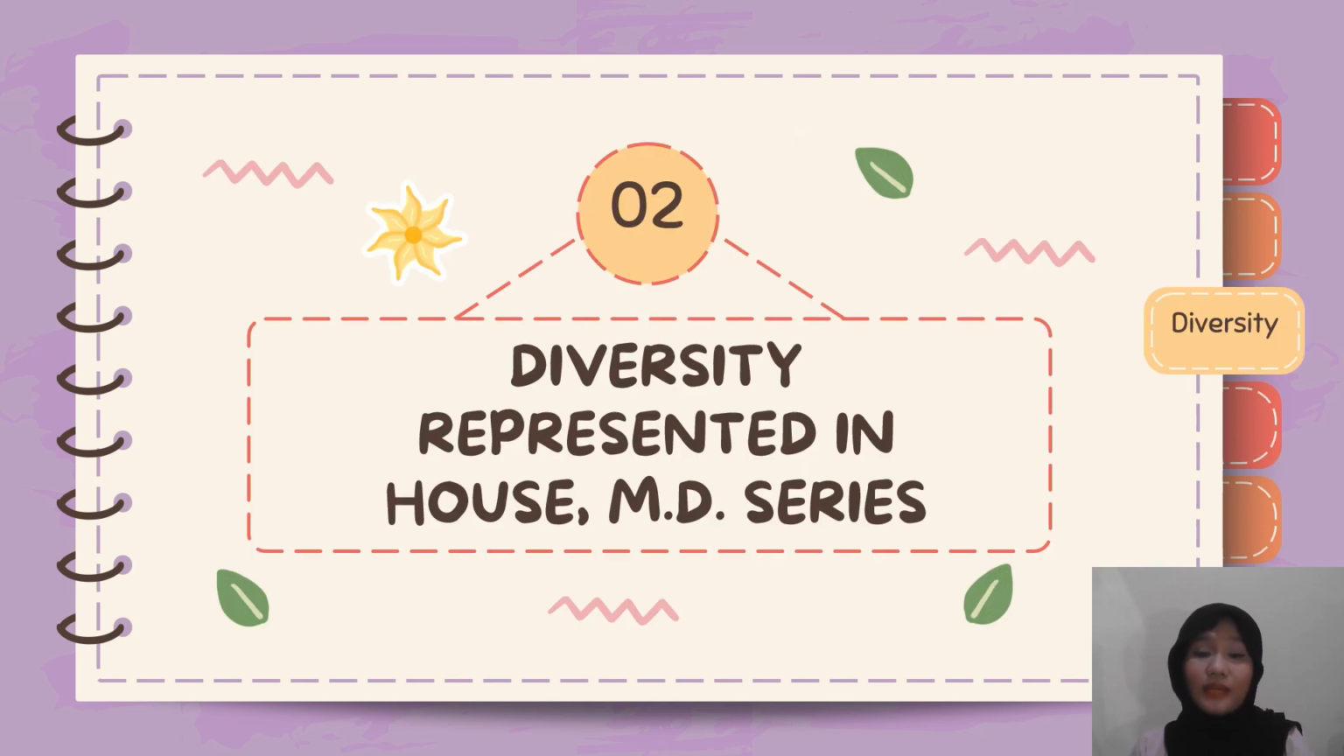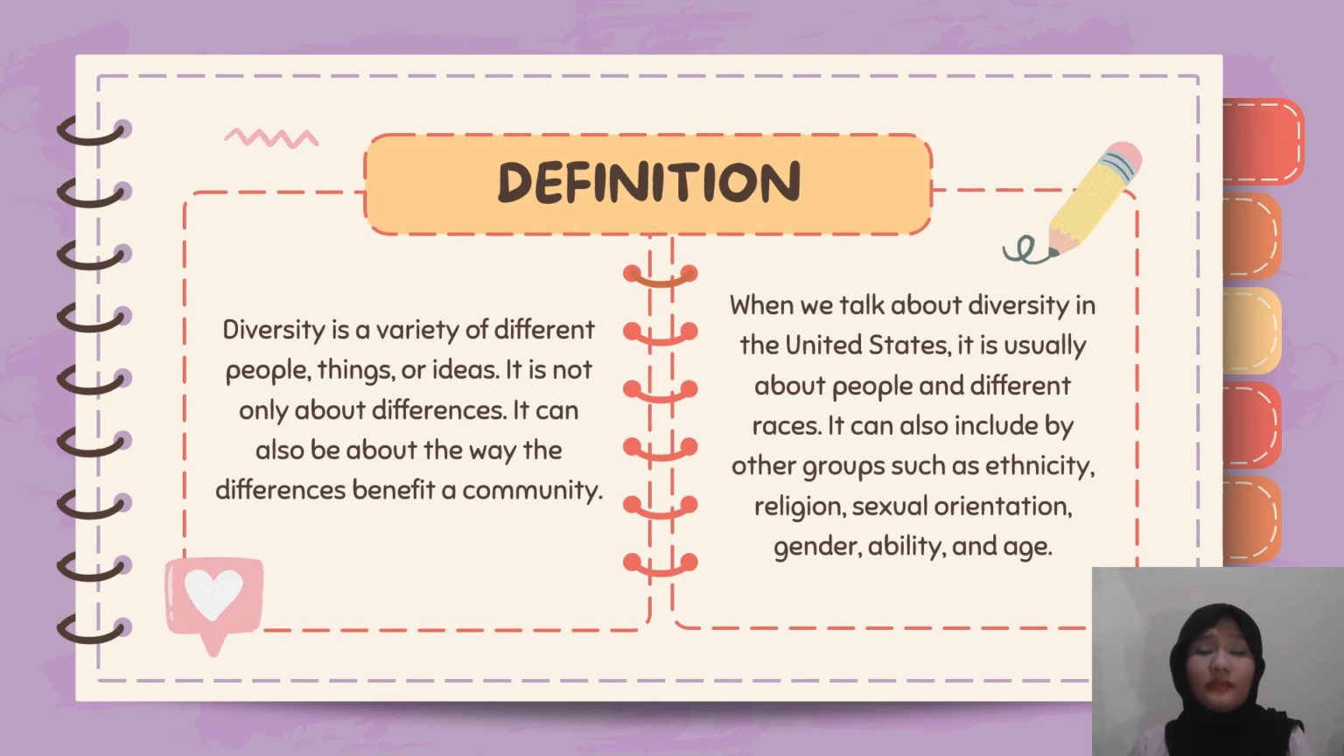Now moving on to the second part, diversity represented in the House MD series. First, the definition of diversity. Diversity is a variety of different people, things, or ideas, and it is not only about differences, it can also be about the way differences can benefit a community. When we talk about diversity in the United States, it is usually about people and different races, and it can also include other groups such as ethnicity, religion, sexual orientation, gender, ability, and age.